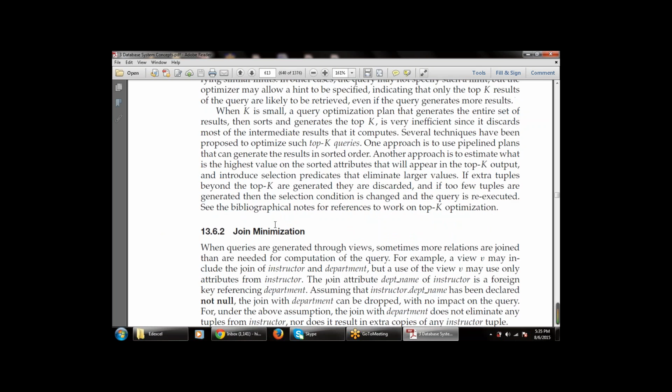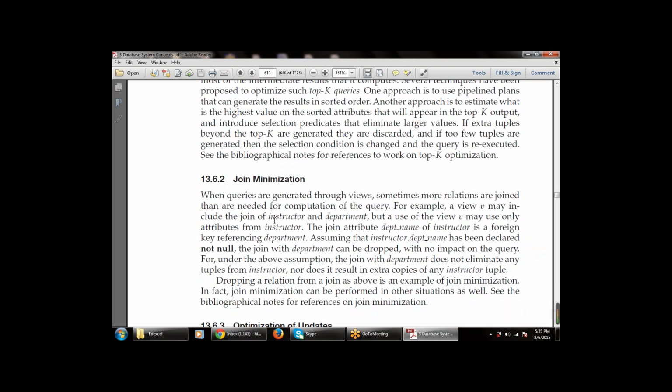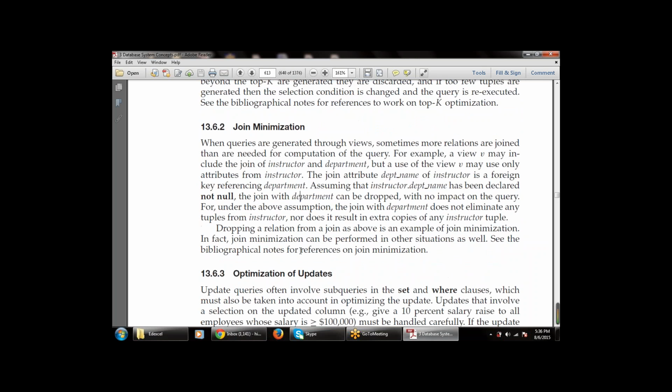Then next is join minimization, that is, fewer joins. Whenever queries are generated through views, sometimes more relations are joined than are needed for computation of the query. For example, a view V may include the join of instructor and department, but our use of the view V may use only attributes from instructor. The join attribute department name of instructor is a foreign key referencing department, declared not null.